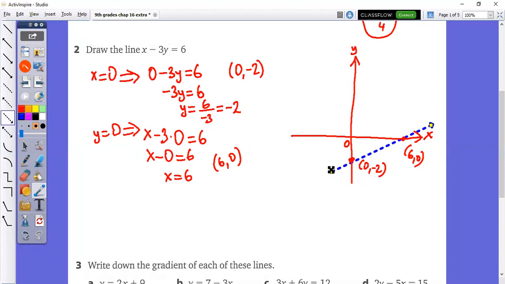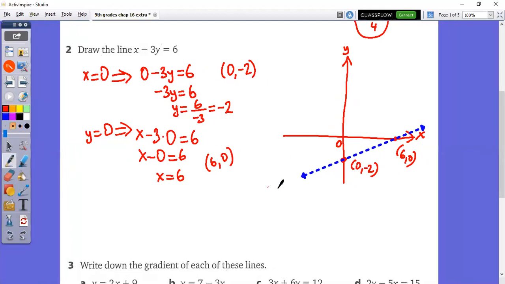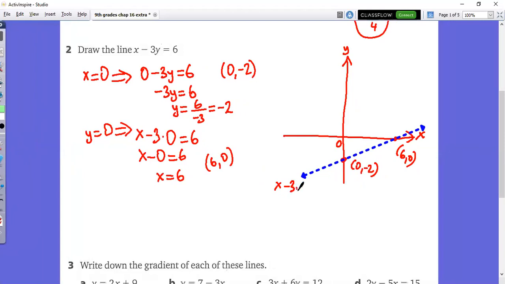This grid line here is in both directions. It's actually being extended. So this line with grid line is x minus 3y equals 6. So simple.